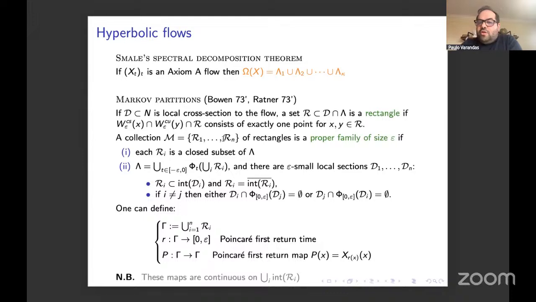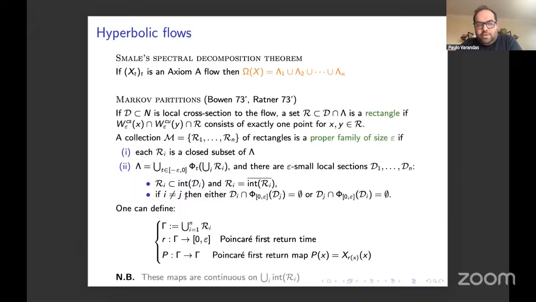And a collection of rectangles is called a proper family if, and I will just stick with this condition, which is easier to represent, the rectangles serve as sets along which you can cover the manifold by certain flow boxes. This is to say that if you take any of such rectangles and flow it in, say, negative time, then this will cover the entire set.